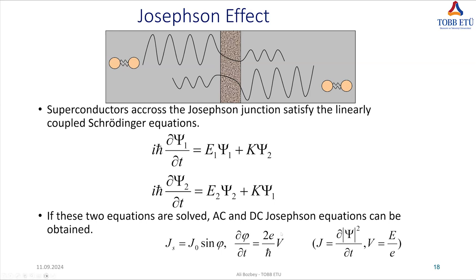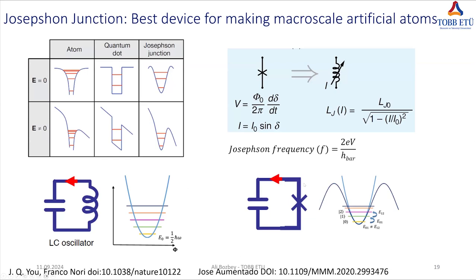This means when you apply some voltage between these two superconducting sides, there is an oscillation in between. By using this property, for example, very high frequency microwave generators, maybe terahertz sources, etc., can be developed with this AC Josephson effect. So some unique properties of the Josephson junction enable researchers to make macro-scale artificial atoms.